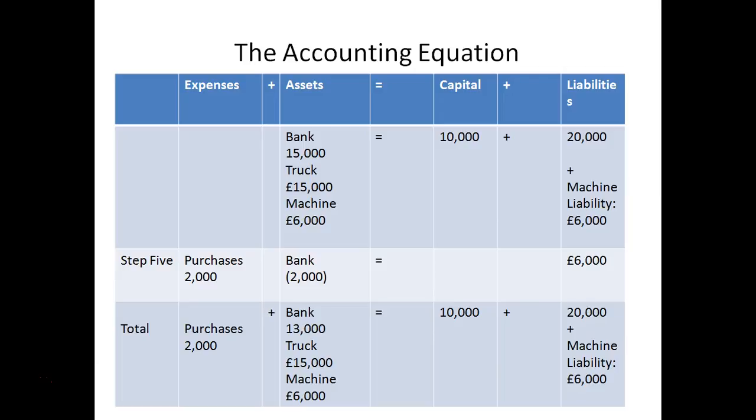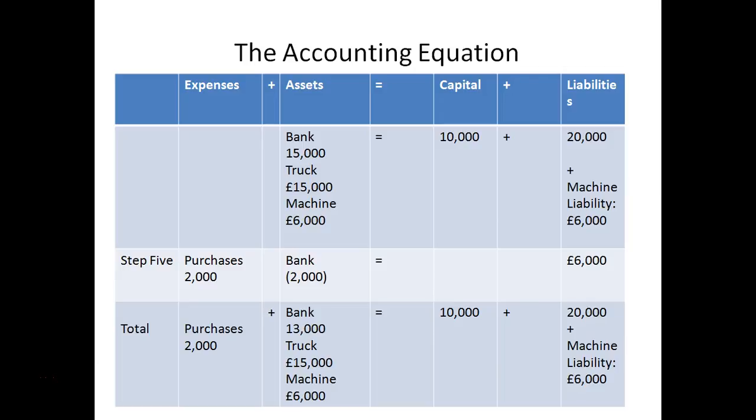So you can see here that step 5 shows your purchases of 2,000 and your bank of 2,000. Yes, and you can see that the equation, if you come down to total, is still exactly the same. Please ignore the 6,000 on the row of step 5. I'm going to have to deal with that and take that out later. But look at the total.